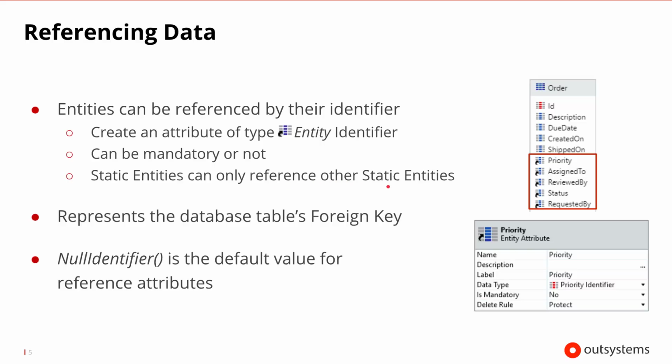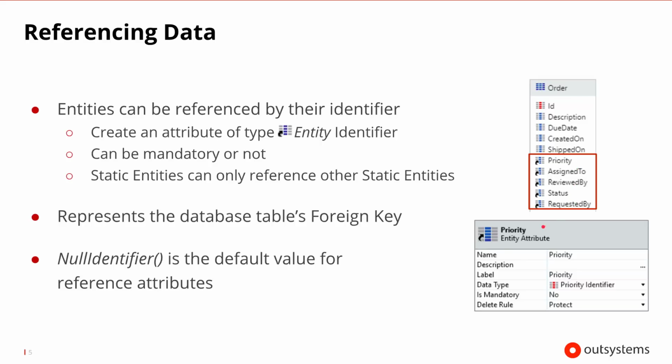What this is doing underneath the covers in the database is it's actually creating a foreign key to another table inside of the database. And if we decide that that relationship and that reference identifier isn't mandatory, we would actually enter a null identifier as the default value so that it would still know that something has been set, even though it's set to null, which is basically nothing. So if we look at these in a real example, here we have the order, and we have lots of referenced identifiers.